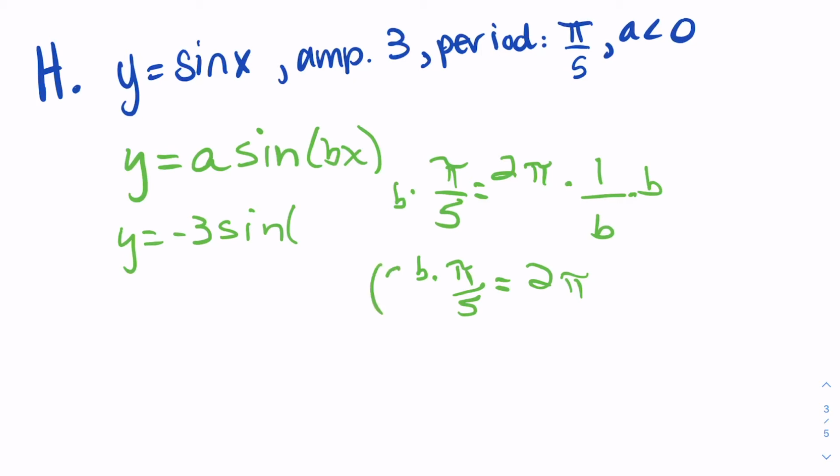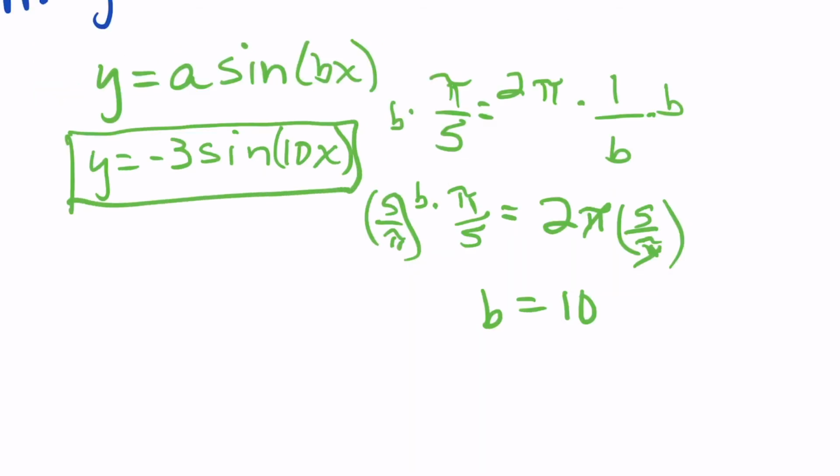So then I would multiply by the reciprocal, 5 over pi. The nice thing here is the pi's divide out, and I just end up with b equals 2 times 5, 10. So now I just have to plug the b in, which is 10. There's my final answer. Y equals -3 sine 10x.